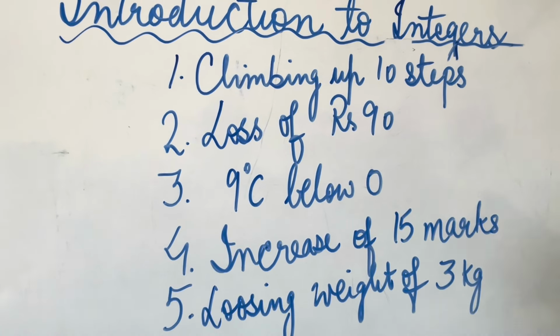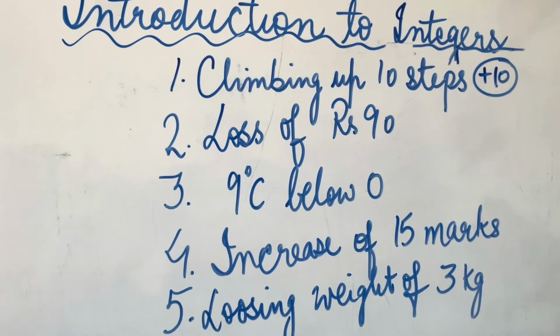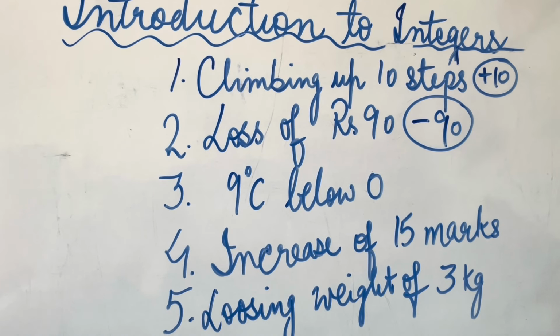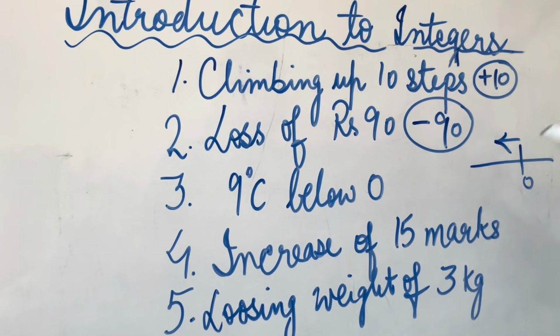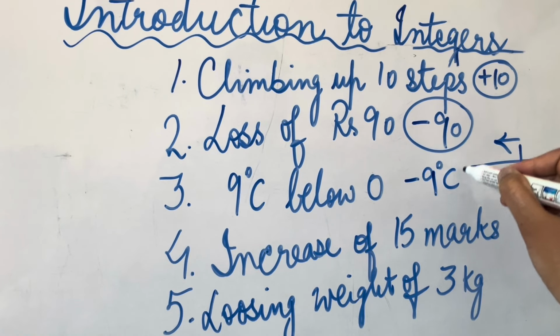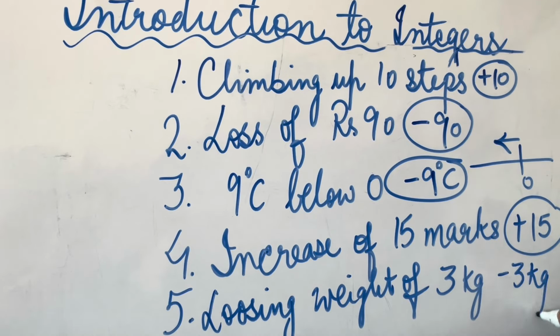Climbing up 10 steps, it will be a positive 10. Loss of rupees 90, there is a loss, it is going to the left side, so it is minus 90. 9 degrees Celsius below 0. When I was explaining the number line, I told you that on a number line, when 0 is there, the numbers kept on decreasing to the left side. So it means it is below 0, it will be minus 9 degrees Celsius. Increase of 15 marks, obviously plus 15 will be there. Losing weight of 3 kg, it will be minus 3 kilogram.